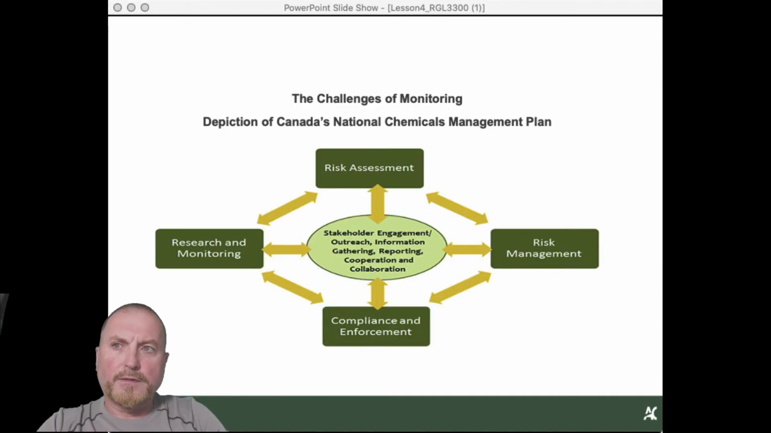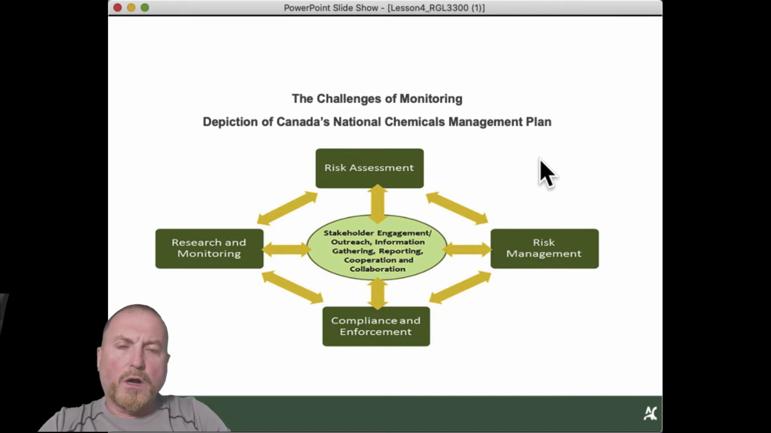Okay, so let's start off with talking about this particular process right now. The challenges of monitoring depiction of Canada's National Chemicals Management Plan. You can see this slide, which gives us a good overview of what goes on in risk assessment and risk management of hazardous chemicals. Risk assessment is a lot of what you've been learning about in some of your other courses, where we assess a product for the risk it poses before it's given a license or a registration to enter the Canadian market. That we know a lot about from our other courses.